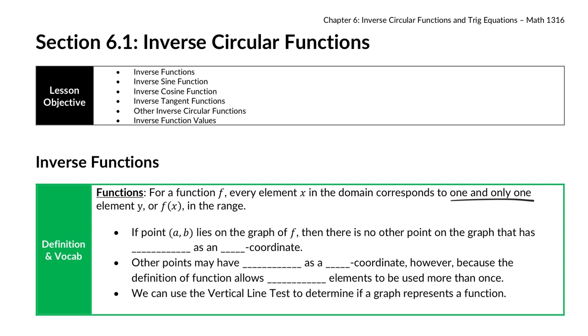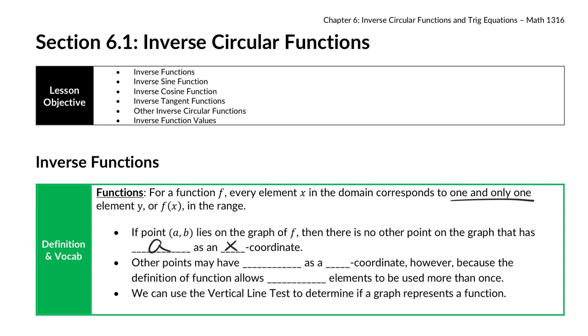output value. So if a point (a, b) lies on the graph of f, then there is no other point that has a as an x coordinate. Otherwise, it is no longer a function, it is a relation. This is a vertical line test. No repeating your x's. All of these things from college algebra.